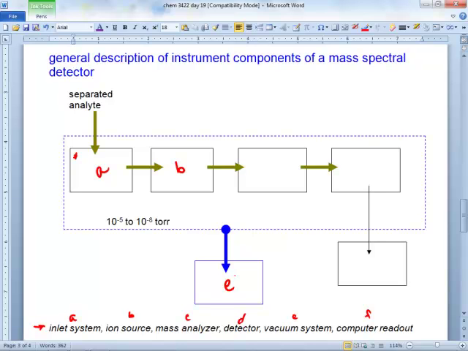So, we said ion source. Doesn't make it through? Vacuum. Next would be the mass analyzer, because only the certain mass that you're interested in is going to hit the detector. So if this is the mass analyzer, then you'd have the detector, D. And the last one would be the computer readout.